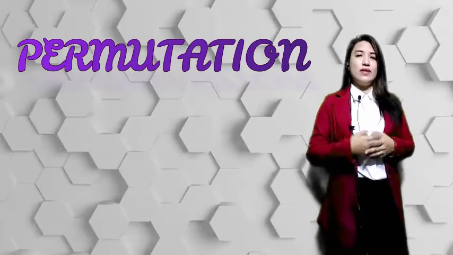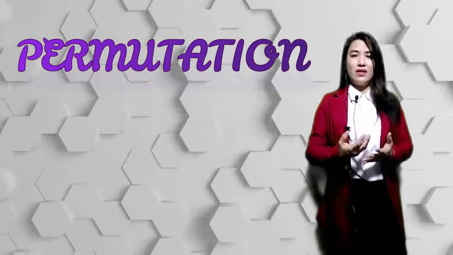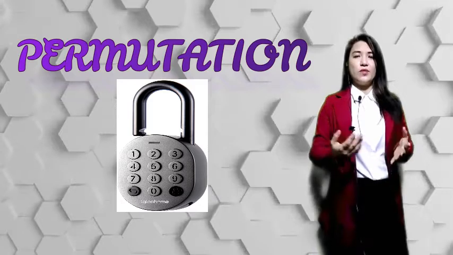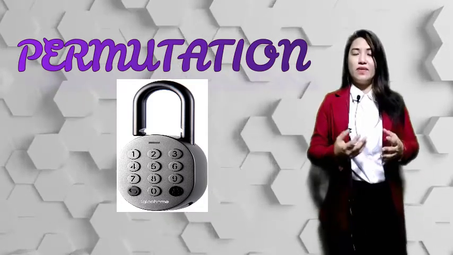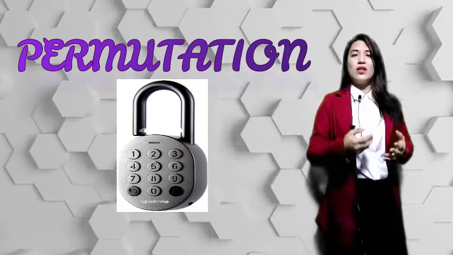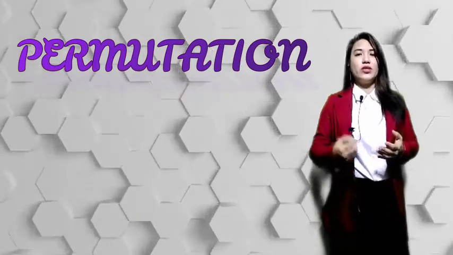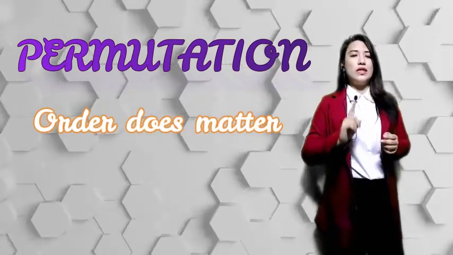Another very obvious example is the padlock of your bag. You purchase a padlock that has the numerical code 1, 2, 3, 4. Although you would like to use the same digits to unlock it, it will never work by typing in 4, 3, 2, 1 because the order matters. So that's what you need to remember when we talk about permutation.